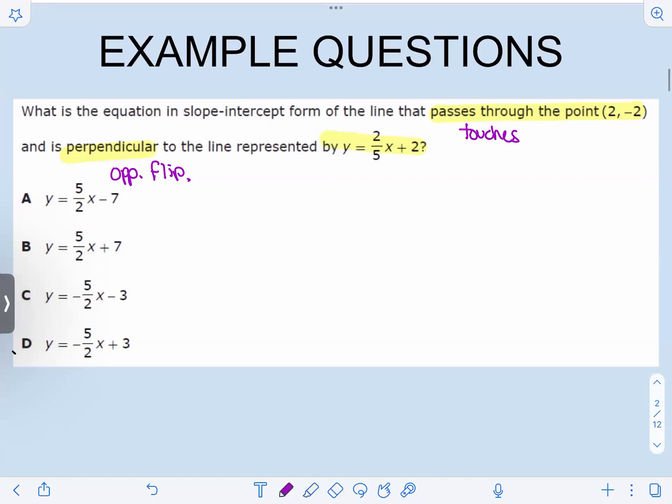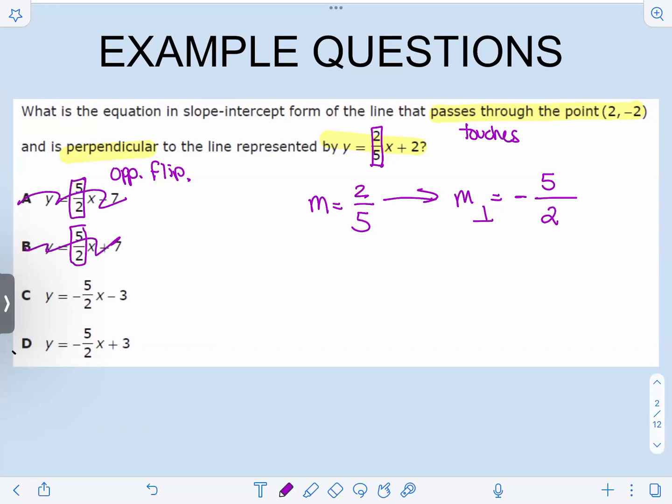So the first thing I do is find the slope of this line. The slope of this line is m equals 2/5. My perpendicular slope is going to be the opposite, which means I change the sign. This is positive, so it will become negative. Then I flip the fraction to become not 2/5, but 5/2. I look at each answer choice and check the slope. This is positive 5/2, so A is wrong. B is once again positive 5/2, so B is wrong. C has a -5/2, so this is a big maybe for me. And D has a -5/2, so another maybe.